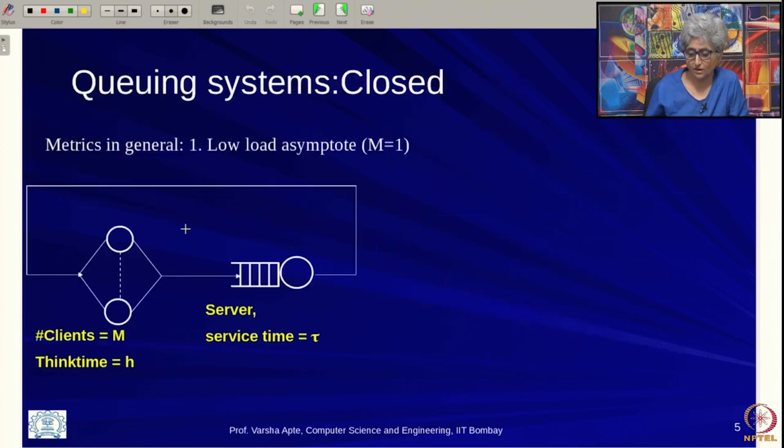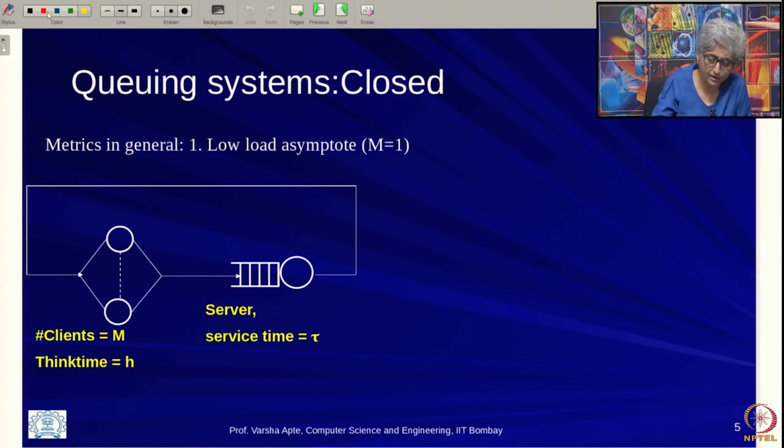And previously what we did was we actually did low load asymptote and high load asymptote calculation for the metrics for a specific numerical example. All that I want to do now is to write the same things symbolically. So, it is not very difficult. So, let us do that.